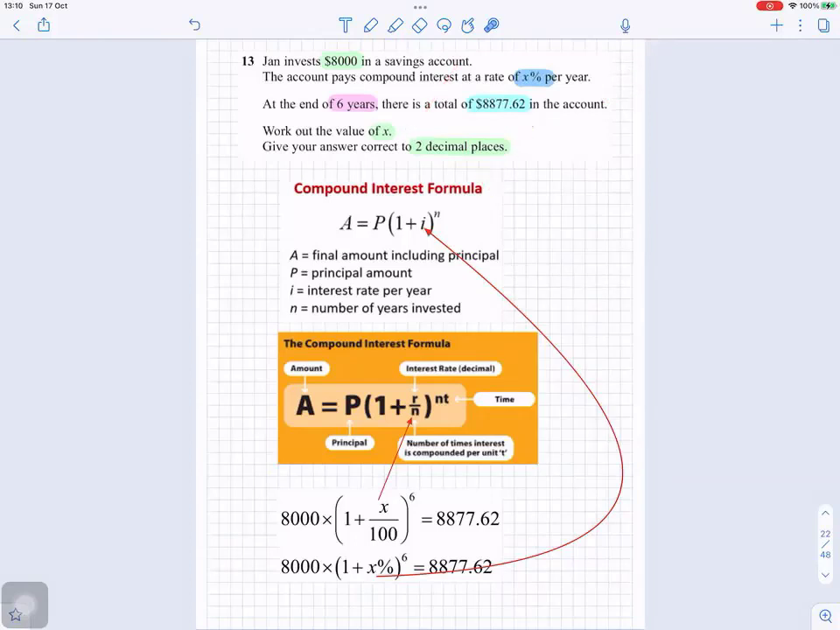Compound interest formula: A equals P bracket 1 plus I to the power N. A is the final amount including principal. P is principal amount. I is interest rate per year, and N is the number of years invested. So 8,000 times bracket 1 plus X over 100 to the power 6 equals 8,877.62. Now, you can write it like that, and from there we can solve it to find what X is.